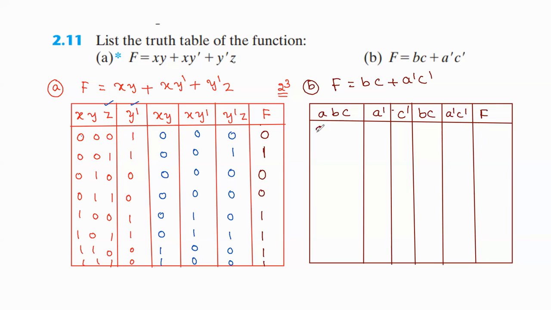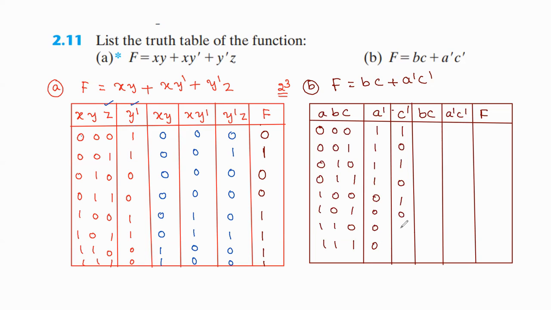Here 3 inputs we have, therefore 8 combinations: 000, 001, 010, 011, 100, 101, 110, 111. A dash means complement of A. Zeros are replaced with ones, ones are replaced with zeros. Therefore 4 ones, 4 zeros. Similarly C dash, C should be complemented. Therefore 1, 0, 1, 0, 1, 0, 1, 0.